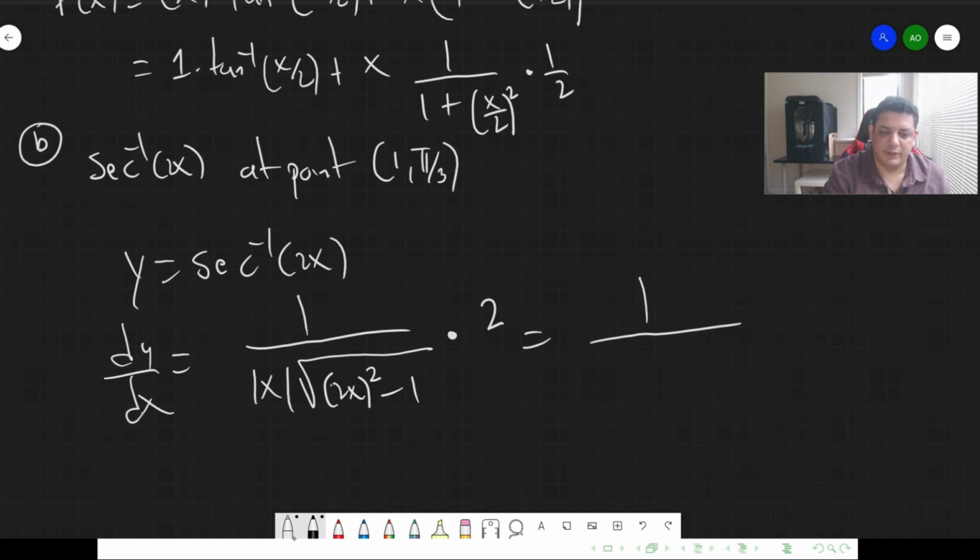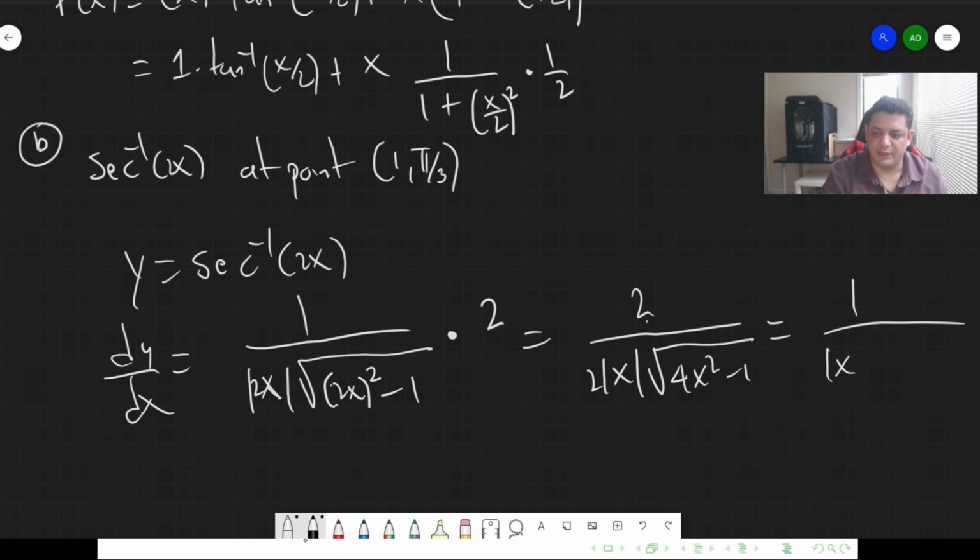Okay, so end result 1 over x. Oh, and I forgot, because I'm composing with 2x, I should have a 2x over here as well. So now I get the 2 out, get this x, get this 2 over here, and x squared minus 1. And so I get to cancel this 2, and I get 1 over x square root of x squared minus 1. And that will be the derivative of secant to the minus 1 of 2x.